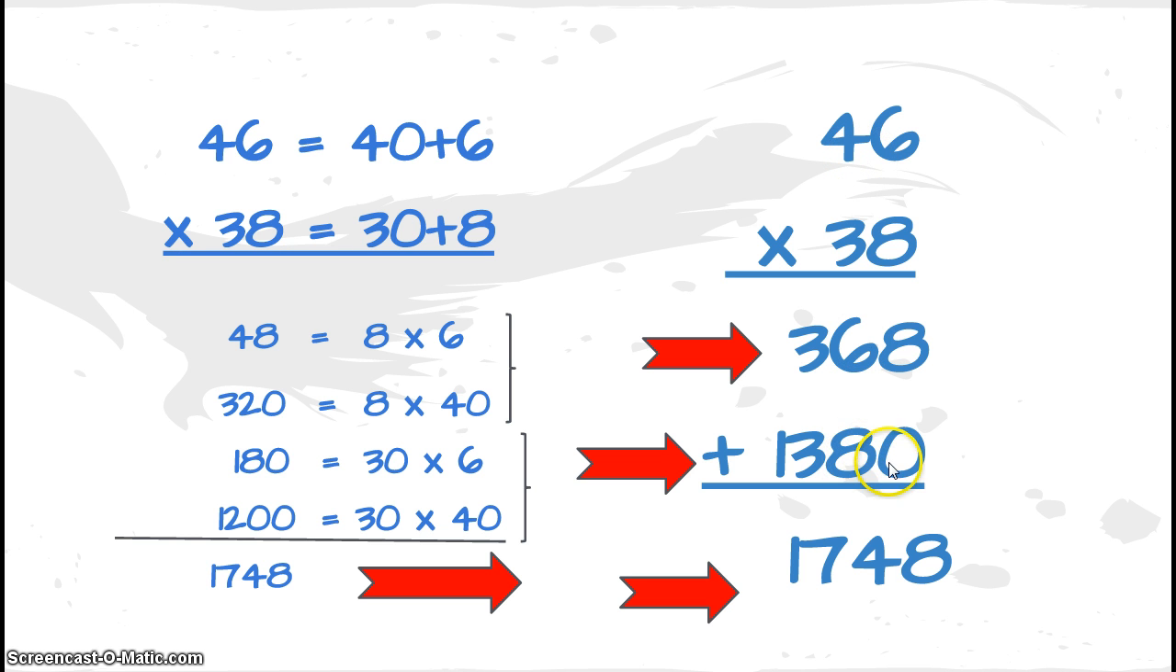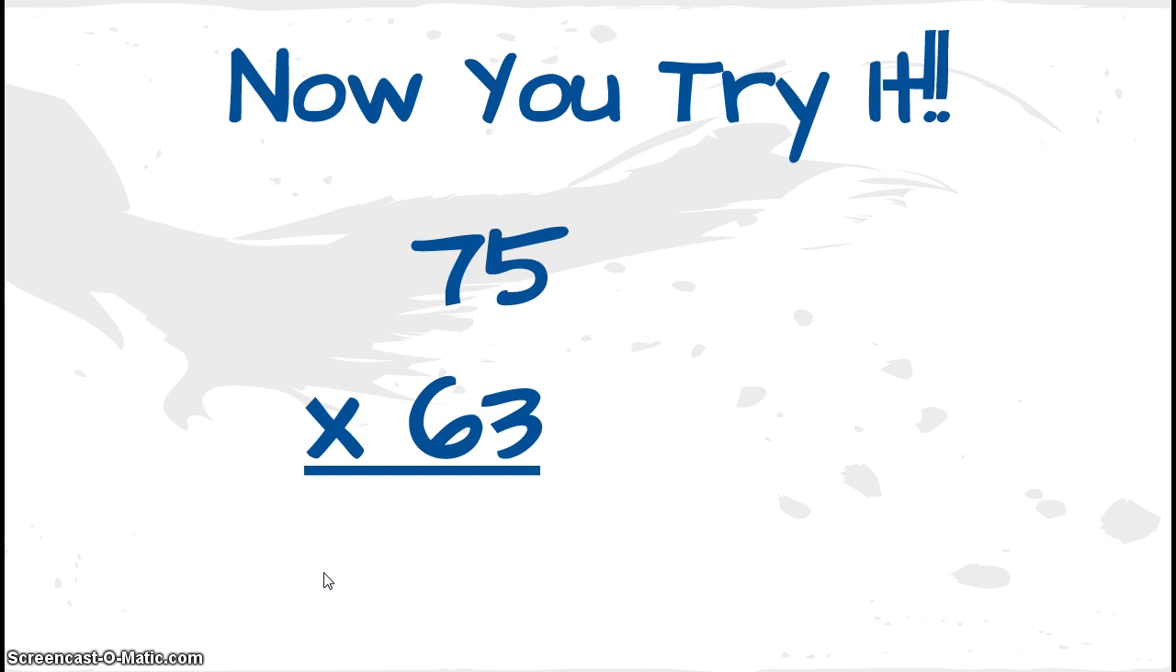My next step, here's that 0 that your teachers always tell you to stick in there, and then I multiply 3 times 6 is 18, carry 1, and 3 times 4 is 12, plus 1 is 13, and look over here. Is this not cool? 180 plus 1200 equals 1380, and that's because I multiplied 30 times 6 and 30 times 40. When I add these two up, I get 1,748, which is the same thing that I got over here by breaking my factors up. So that is the distributive property of multiplication.